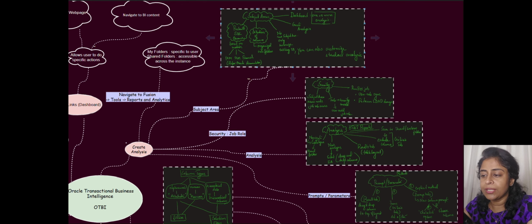Now let's understand the subject area. This is the heart of OTBI. Think of a subject area as a pre-built SQL query provided by Oracle. Instead of writing complex database queries, you simply select from the organized collection of columns arranged in meaningful folders. Oracle provides standard subject areas organized by modules such as HCM for human resources, financials for accounting, CRM for customer management, and so on.